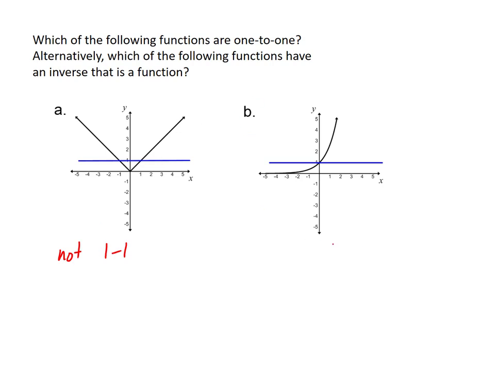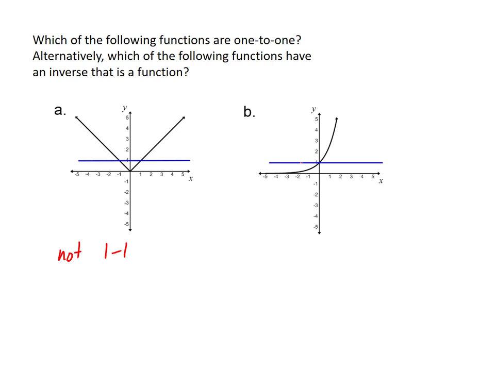Part B, we have another graph. It's an exponential graph. Beginning over at -5, it's something close to 0. It has a horizontal asymptote. It intersects the y-axis at the point 0, 1, and then continues increasing to the right.